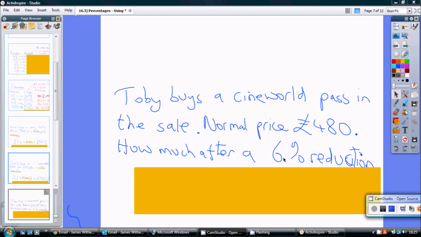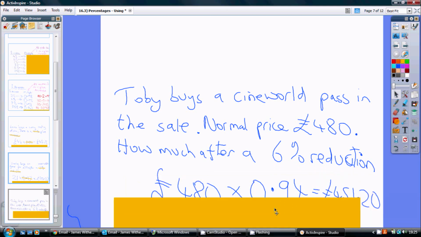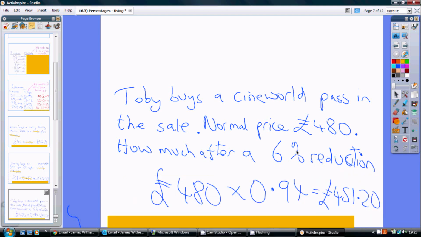So it's £480 times the multiplier. It's a 6% reduction, so that's going to be taking away 6%. So 100% take away 6% is 94%. That's 94 out of 100, a multiplier of 0.94. Now notice that the multiplier is less than 1. So when you multiply by something less than 1, it gets smaller, which is what you want, because the Cineworld pass has been reduced from £480. You want a smaller number. So 480 times 0.94 is £451.20.